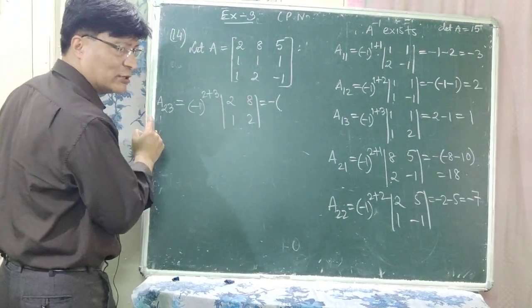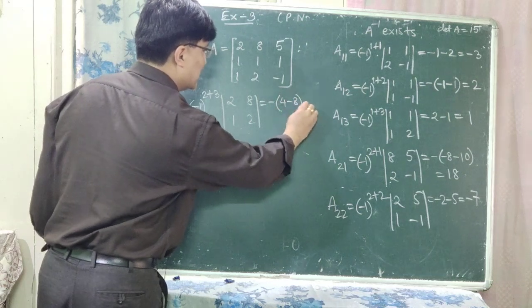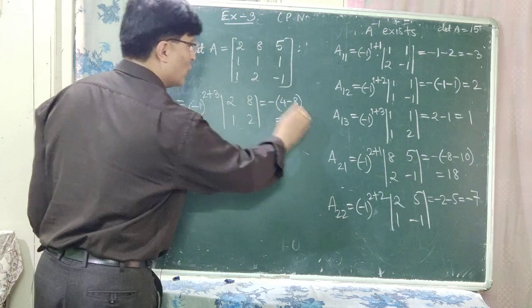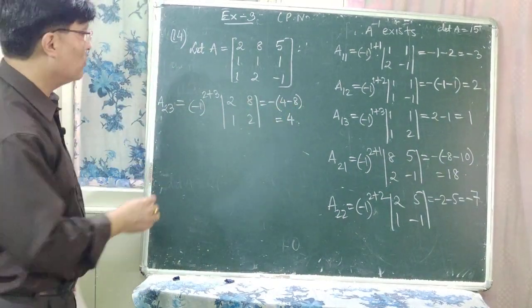Expand this second order determinant. You know how to expand it. 2 times 2 is 4, minus 8. Which is equal to how much is it? 4 minus 8 is minus 4. So minus with minus, plus 4.